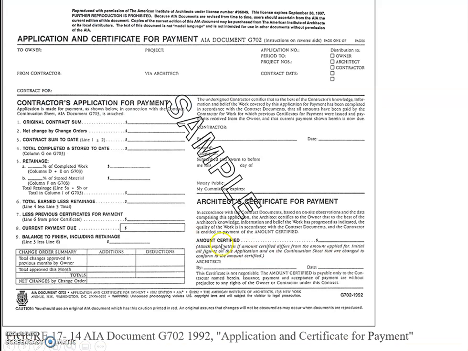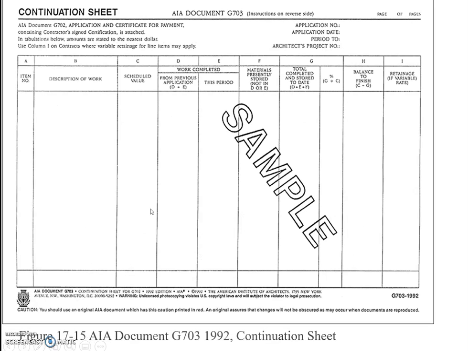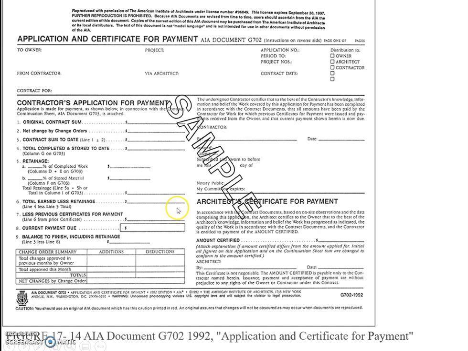So we can refer to these figures. For example, this figure is the AIA document G702, and the next one is the G703. The first one is the application and certificate for payment, and it has five major sections. So general information, for example, the contract information, contractor, architect, owner, payment number, and so on.